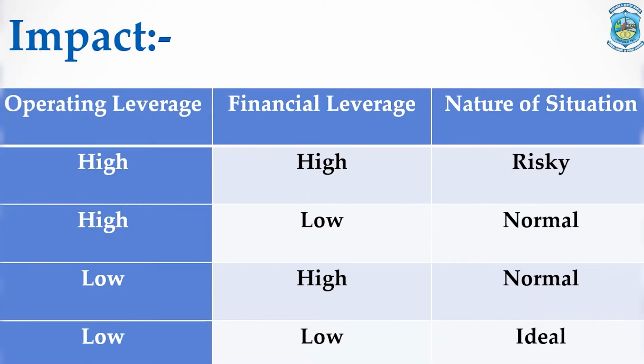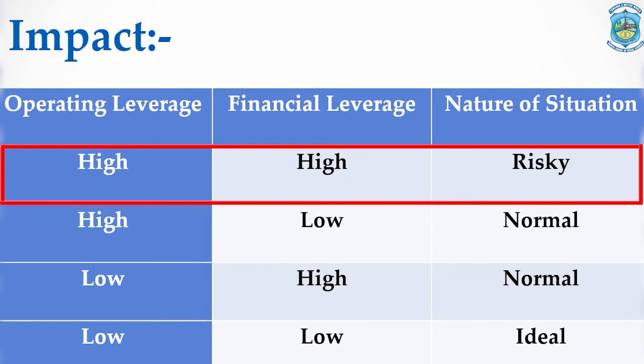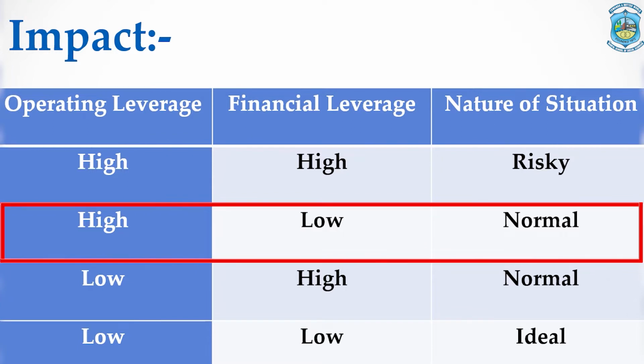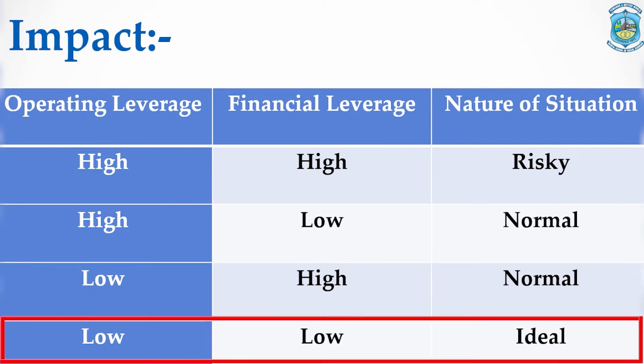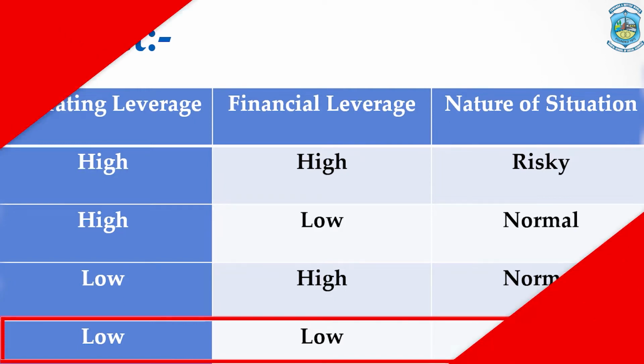Then what to do? If business risk is high, then the finance manager should try to control the financing risk. Now let's study the impact of operating leverage and financial leverage. If a business has high operating leverage as well as high financial leverage, that would be a risky situation for the business. Whereas if operating leverage is high and financial leverage is low, that's a normal situation. Again, if operating leverage is low and financial leverage is high, we term it a normal situation. And if operating leverage is low and financial leverage is low, that is supposed to be the ideal situation, when both the leverages are low.